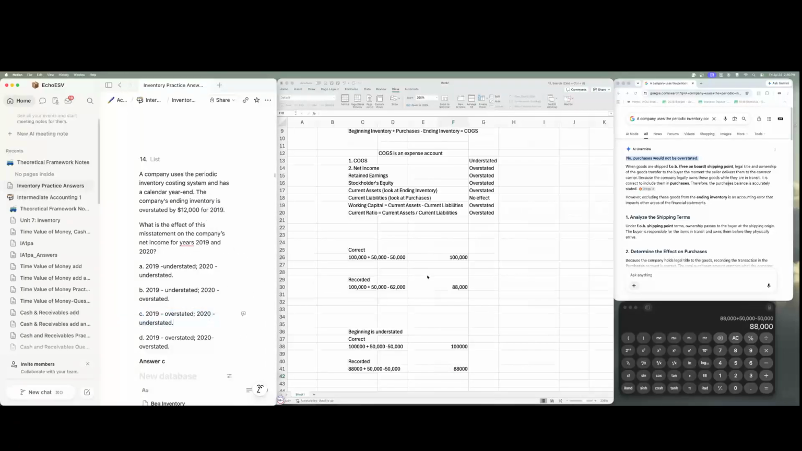2019 is overstated. Reported 80,000. Oh, net income. Okay, it's the net income. So the net income, cost of goods sold was understated. Overstated.